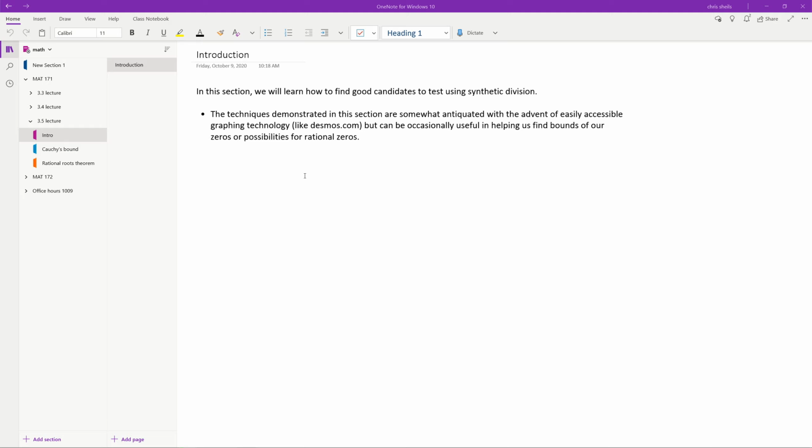The techniques that we're going to demonstrate in this section are maybe somewhat antiquated because we have easily accessible graphing technology like Desmos. But these techniques can sometimes be useful in helping us find the bounds of our zeros or possibilities for rational zeros.